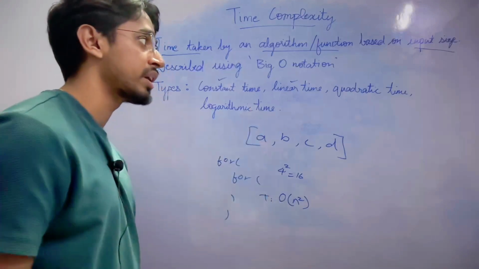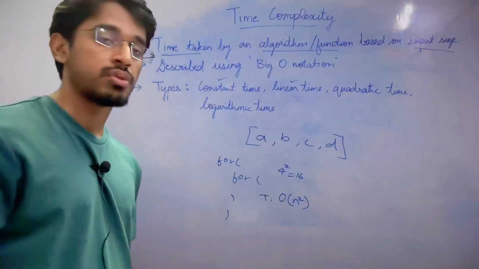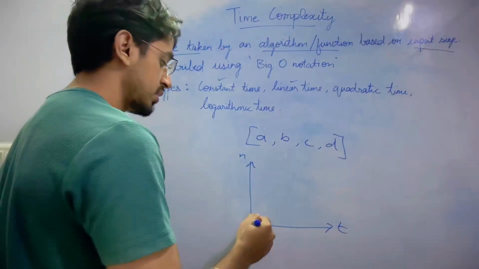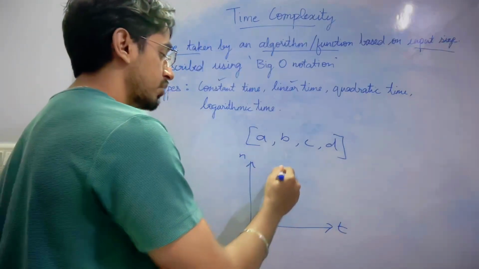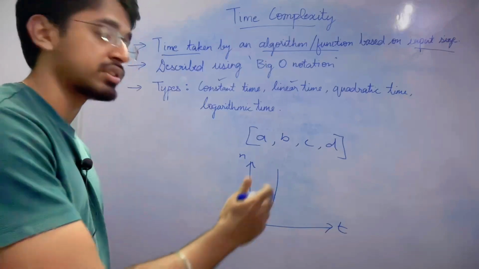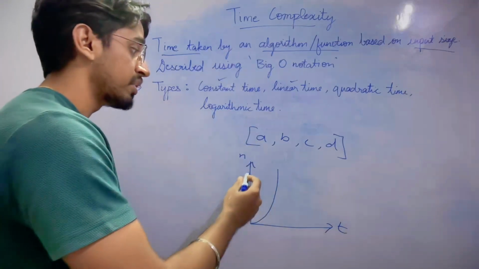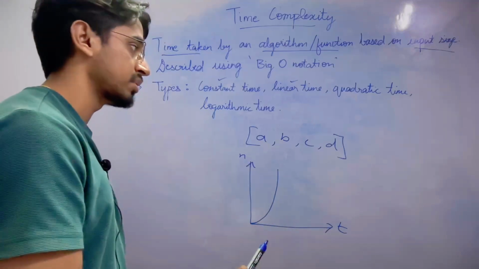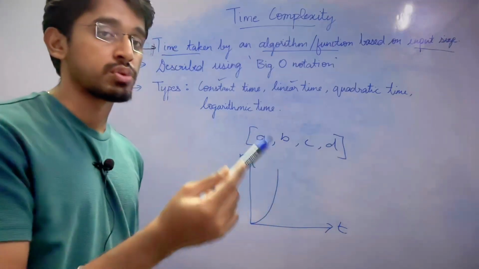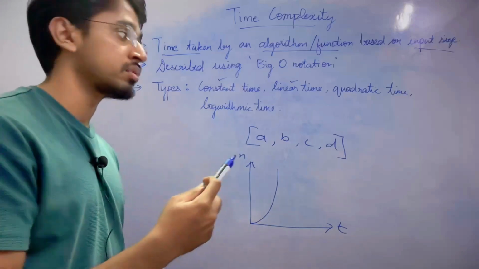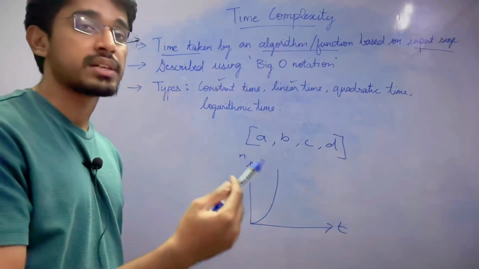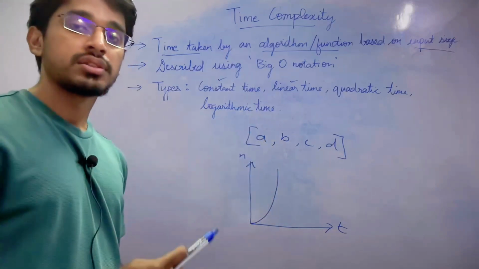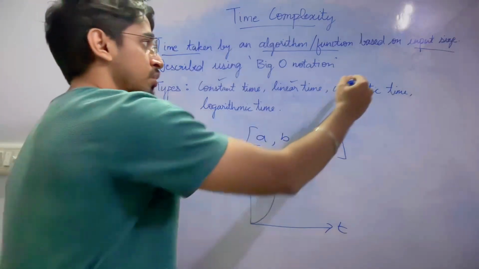So what is quadratic time? If I show you the graph for this, how will it look? Based on the number of inputs, it would go like this in a parabolic shape. As the number of inputs increases, the time taken will also increase. If I have one input, 1 square is 1. If I have two inputs, the time is 2 square, that is 4, and for 3 it is 9, so it keeps on growing rapidly. So this is the example for quadratic time.